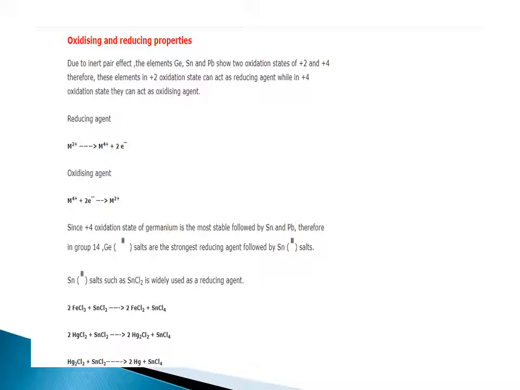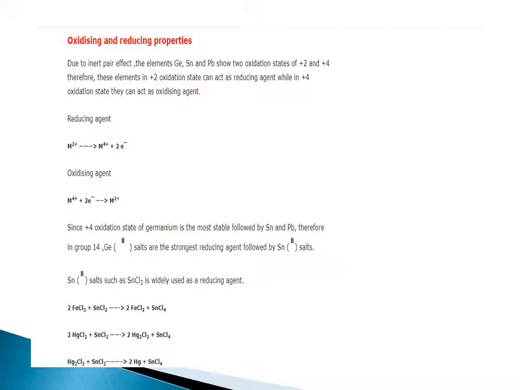Oxidizing and reducing properties. Due to inert pair effect, the elements germanium, tin and lead show 2 oxidation states of +2 and +4. Therefore, these elements in +2 oxidation state can act as reducing agents, while in +4 oxidation state they act as oxidizing agents. How do they act as reducing agents? From +2 it changes to +4 by loss of electrons. Here it is showing oxidation but working as a reducing agent.